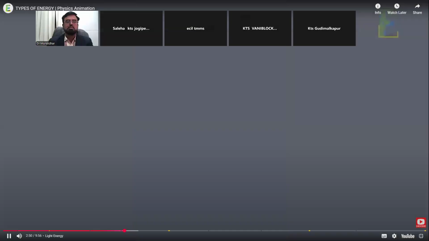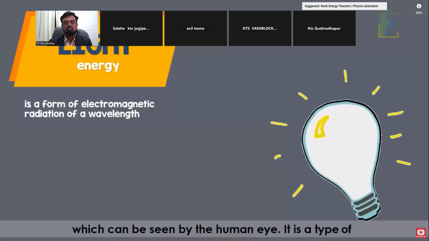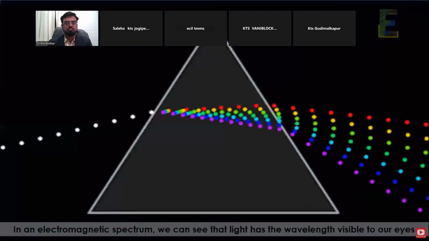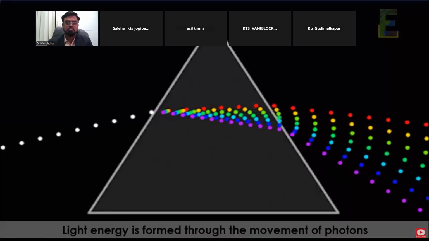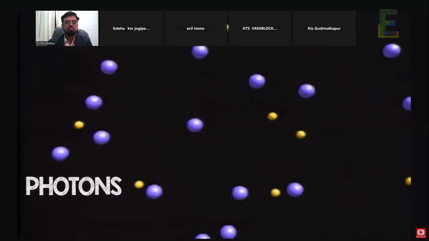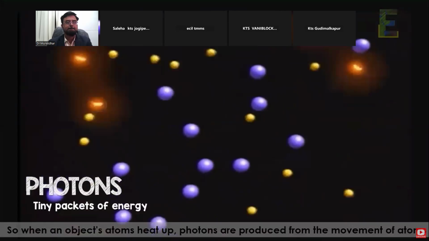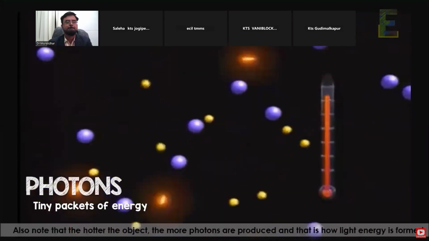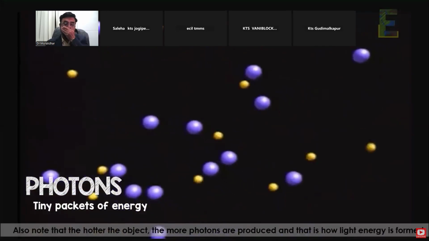Light energy is a form of electromagnetic radiation of a wavelength which can be seen by the human eye. It is a type of kinetic energy. In the electromagnetic spectrum, we can see that light has the wavelength visible to our eyes. Light energy is formed through the movement of photons. Photons are like tiny packets of energy. So when an object's atoms heat up, photons are produced from the movement of atoms. Also note that the hotter the object, the more photons are produced, and that is how light energy is formed.